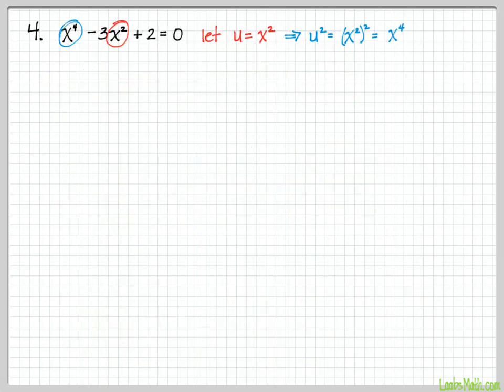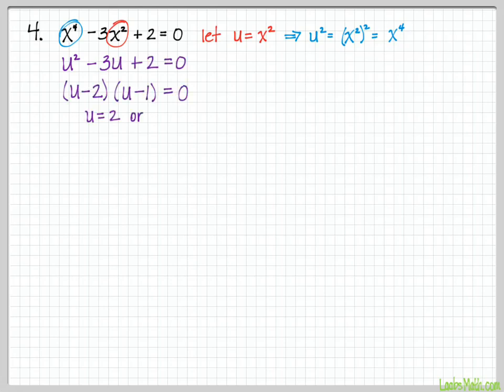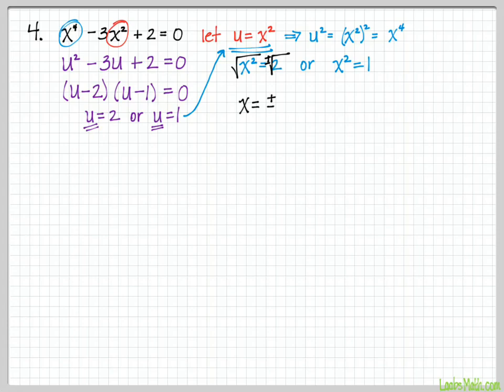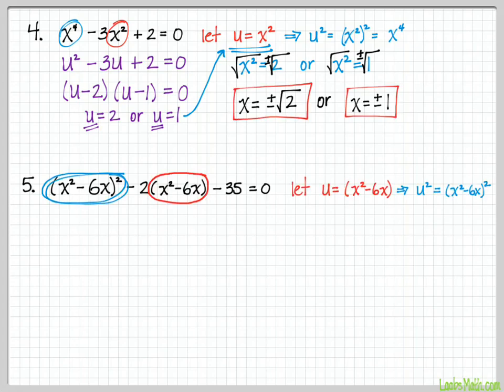Number 4, do my substitution in. It's factorable. I solve for u. Remind myself that I'm not here to solve for u. Resubstitute back in the x's. Solve for the x's, so I'm going to take the square root. Remember, you get positive and negative, so I get x equals positive and negative square root of 2, or take the square root of the other one, and I get x equals positive or negative 1. So I have all of those answers.